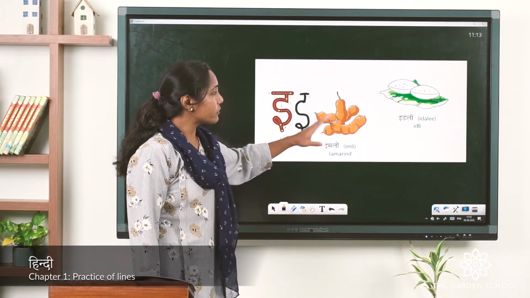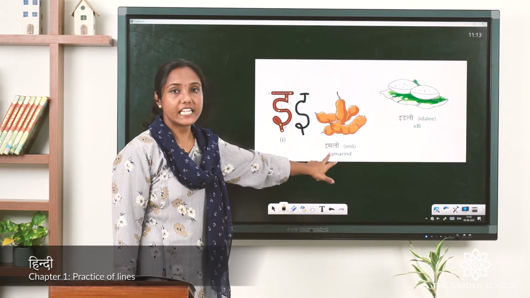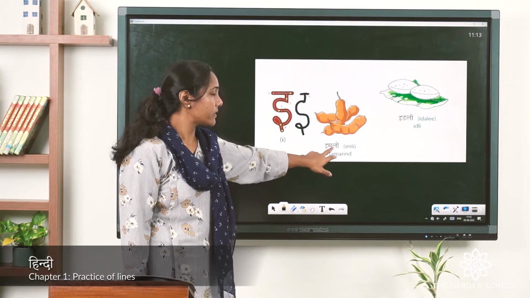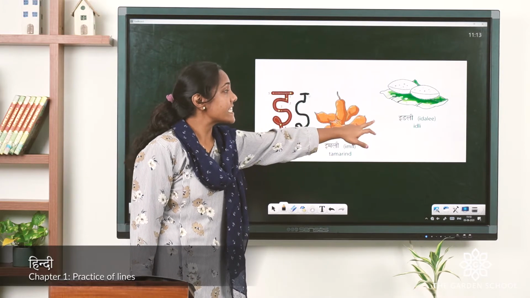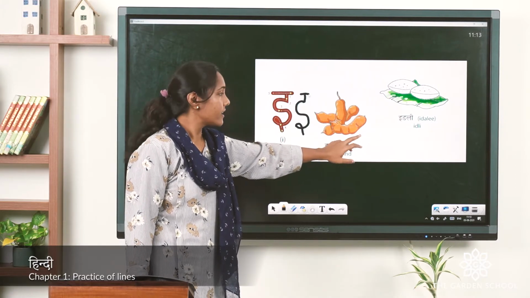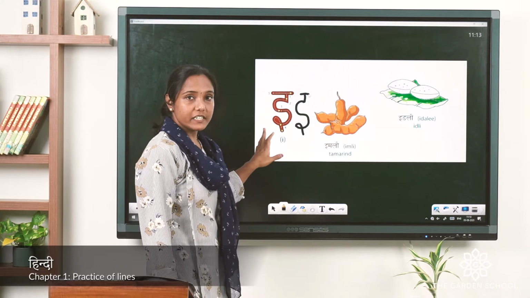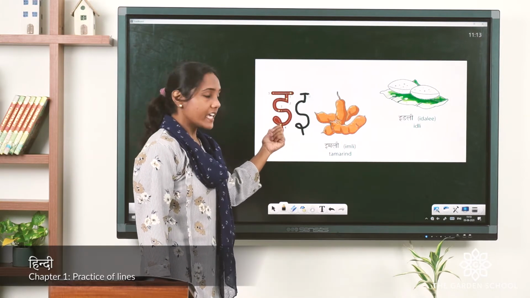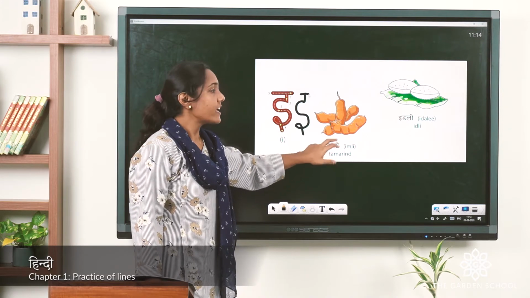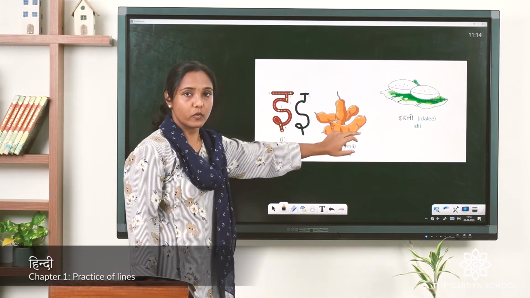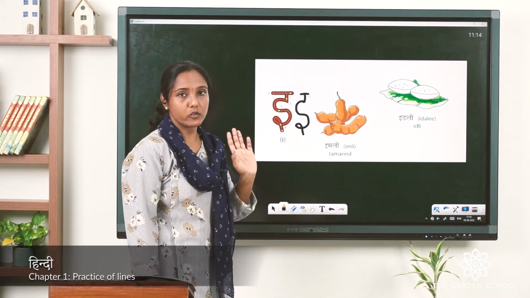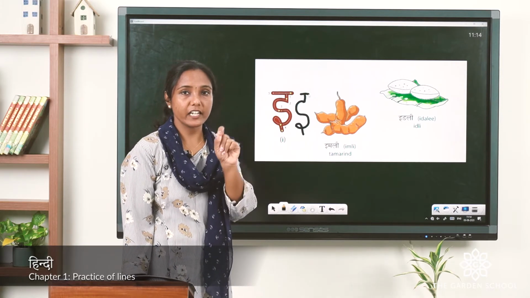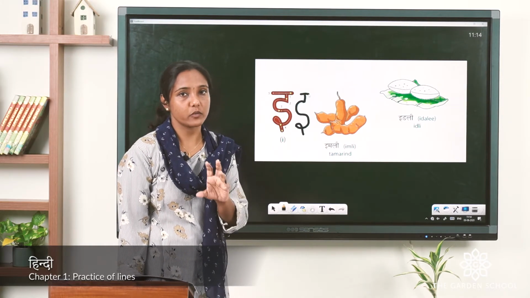From E, the words Imli, E se Imli, E se Idli. Okay? So again, I will just repeat it. Just say along with me. E se Imli, E se Idli. Okay? So I hope you understood how to write E. So you can practice writing in your notebook at least 10 times so that you can learn it.